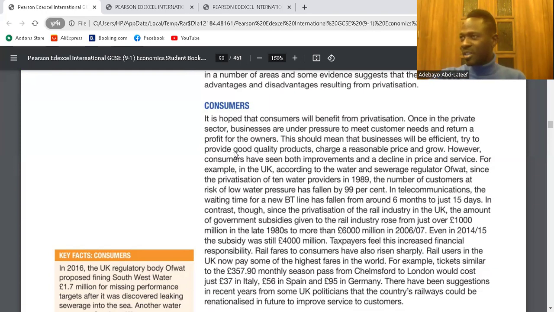With privatization, consumers are set to benefit. Why? Because firms become more competitive. There will be competition in the market. More goods will be provided in the market. More choices for consumers. As a result of this, businesses will be forced to improve the quality of what they sell, because that is one of the reasons why consumers will be rational.